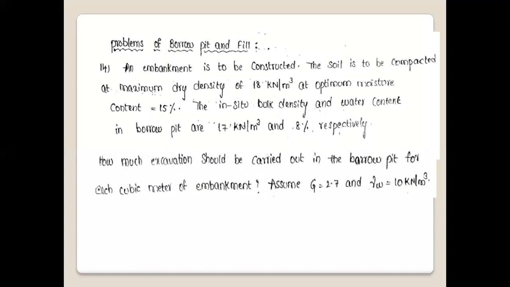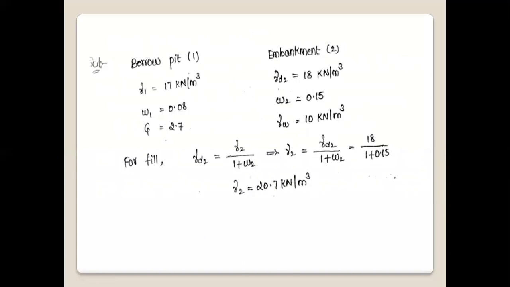Gamma D is the dry density, 18 kilonewton per cubic meter. Next one, water content is 15 percent, W2 equal to 0.15, and gamma W, the unit weight of the water, is 10 kilonewton per cubic meter.